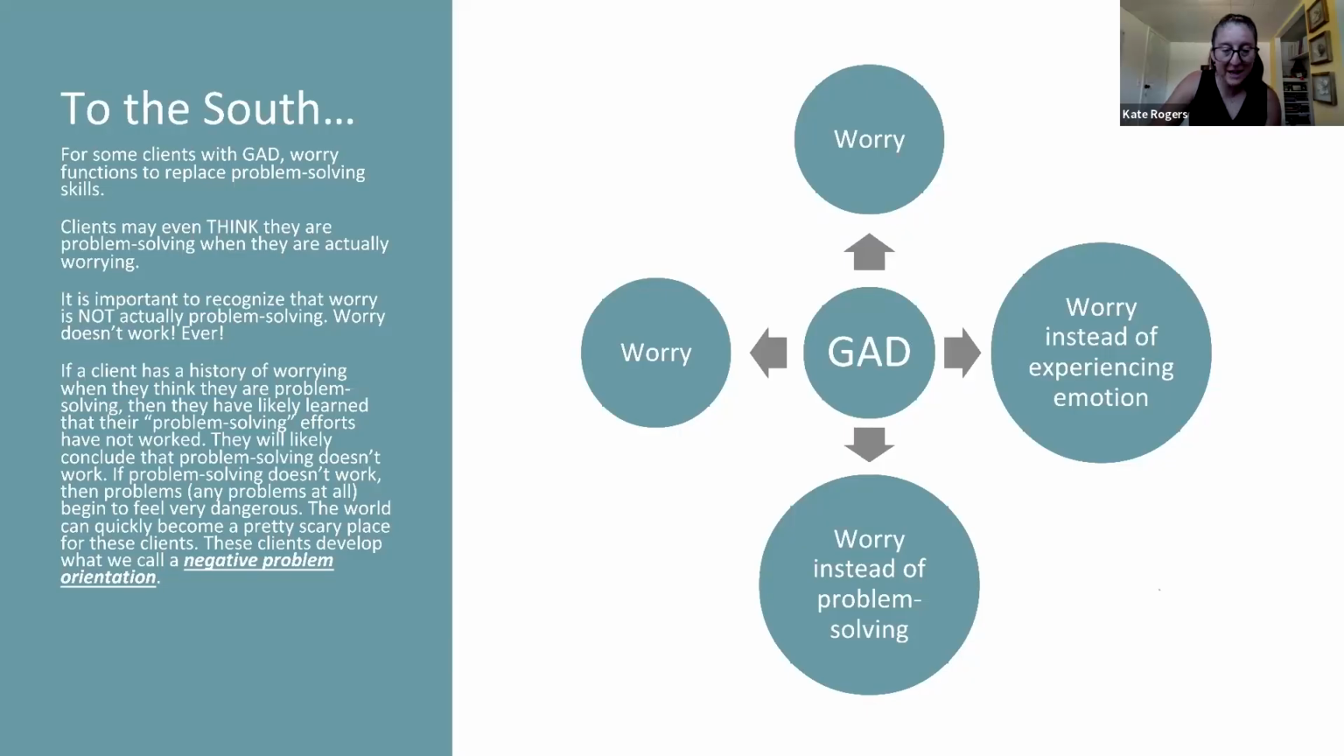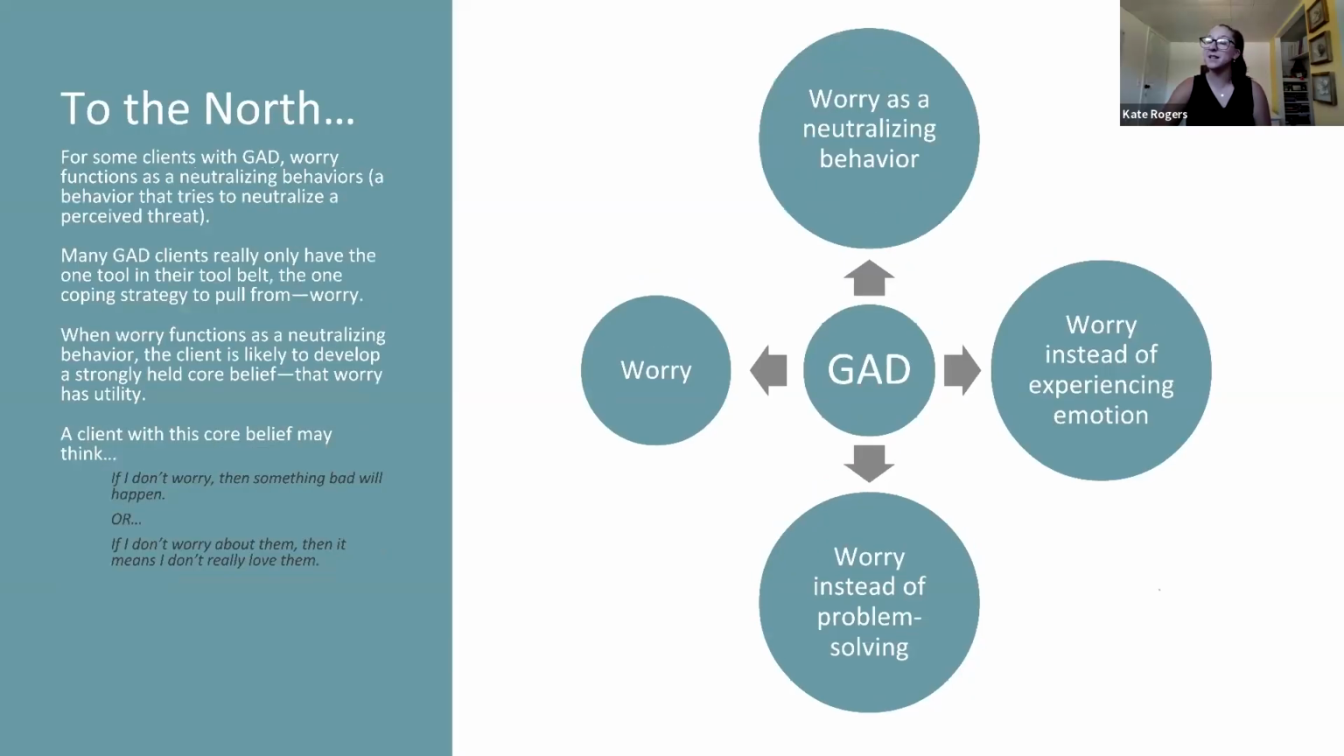Oh, quick question in the chat. Can someone have both GAD and OCD? Yeah, they super can. Absolutely. And we're going to talk about some of the differentials to look for. But first, let's take a look to the north. And this one is especially important. Worry as a neutralizing behavior.